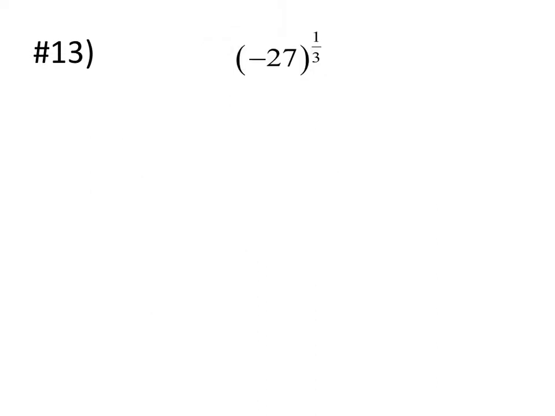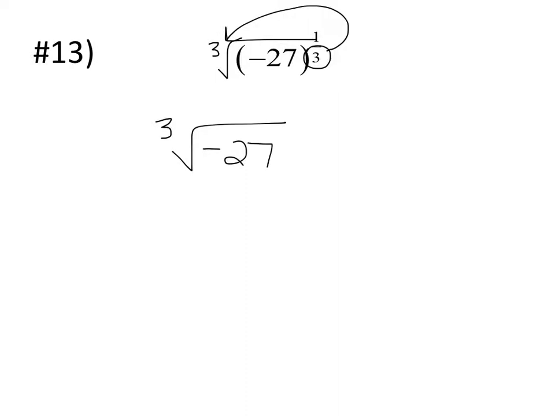Alright, again, this entire thing is being raised to the 1/3 power. So I'm going to swing my denominator around and make it my index. So it's the cube root of, and make sure to add your radical, cube root of negative 27 to the first power. I'm not going to worry about writing the first power. And we know the cube root of negative 27 is negative 3. The reason it's okay to have a negative under your radical in this one is because your index is an odd number. Remember, it's only not a real number if your index is an even number.